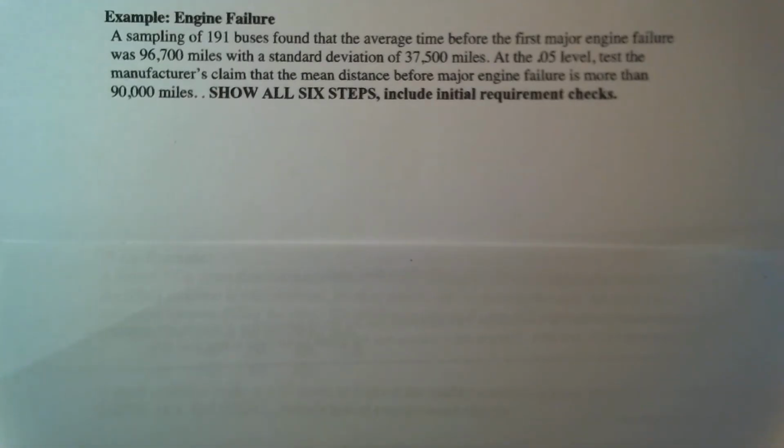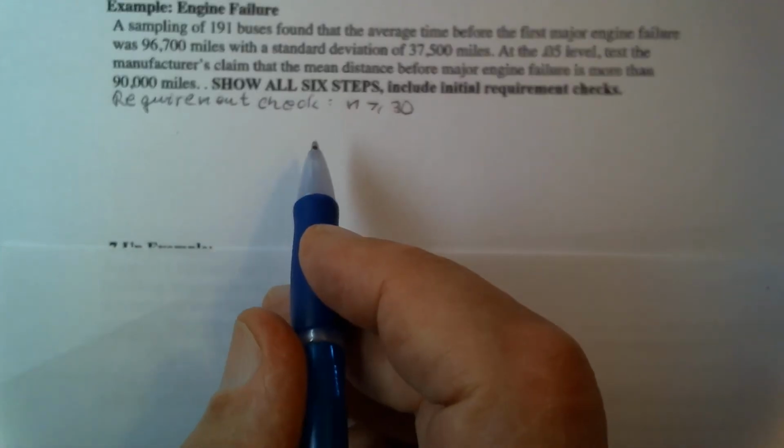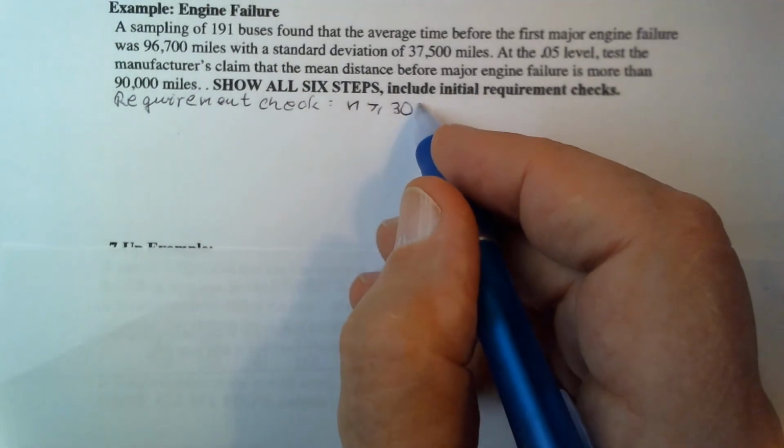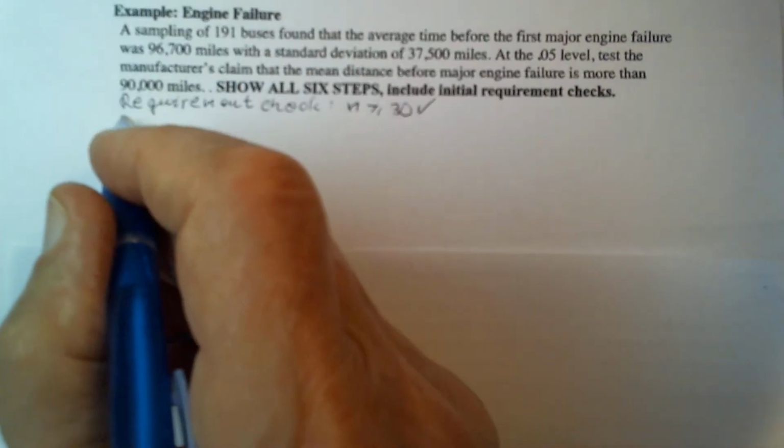The next example deals with major engine failure. Here a sampling of 191 buses found that the average time before the first major engine failure was 96,700 miles, with a standard deviation of 37,500 miles. At the alpha level of 0.05, test the manufacturer's claim that the mean distance before major engine failure is more than 90,000 miles. First of all, the requirement check is n greater than or equal to 30. Yes, it is.